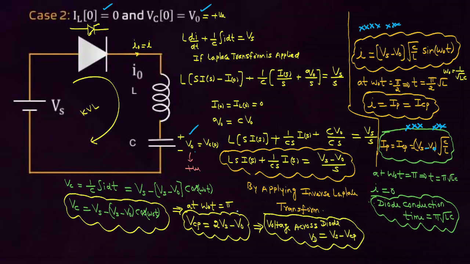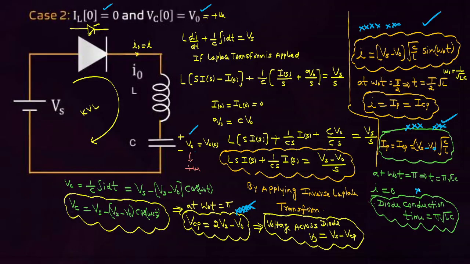What is the peak voltage across the capacitor? Peak voltage across the capacitor is 2 Vs without initial voltage. With initial voltage, it is 2 Vs minus V0. If positive is given, you have to subtract. That only you remember. Remaining, no need to concentrate, students. No need to concentrate on the derivation part because this is quick revision. From a quick revision point of view, these formulas are important: current expression, peak current expression, peak voltage across the capacitor.